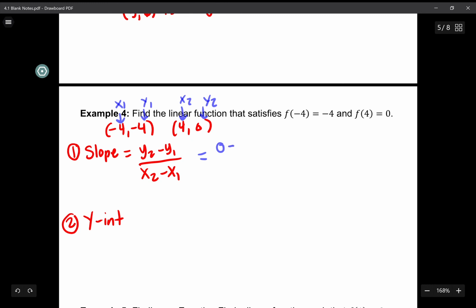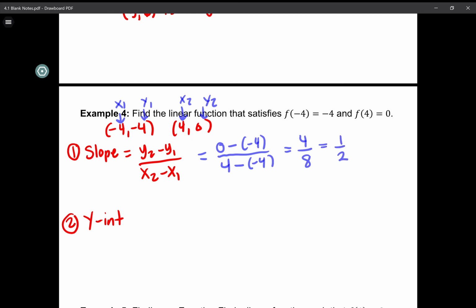y2 is 0, minus y1, which is negative 4. x2 is 4 minus x1, which is negative 4. 0 minus negative 4 is 4. 4 minus negative 4 is 8. So my slope is 4/8 or 1/2. You can write it as 0.5 if you want to. It's fine. All right, so I found my slope. So I know my equation is y equals 1/2 x plus some number b.